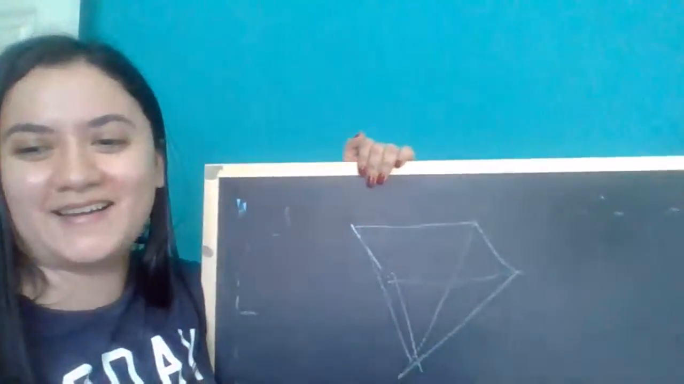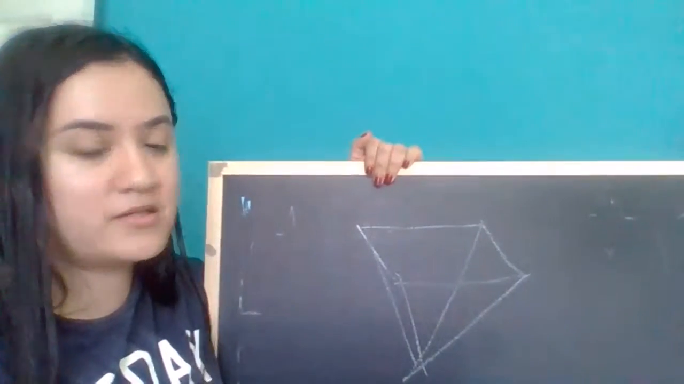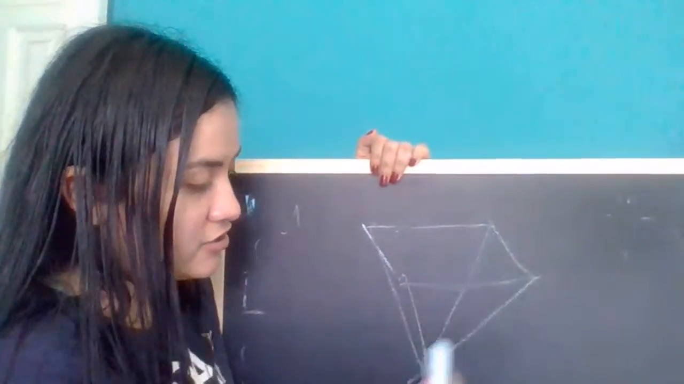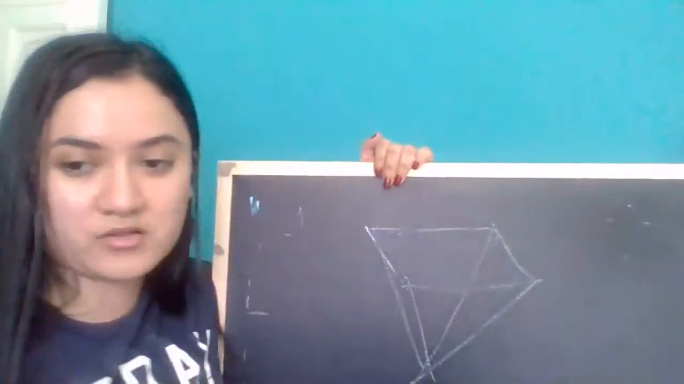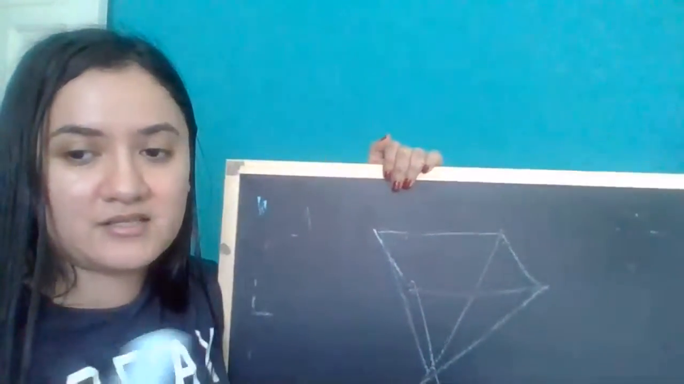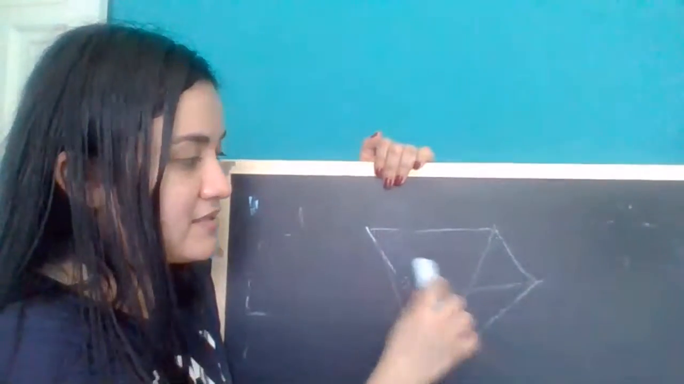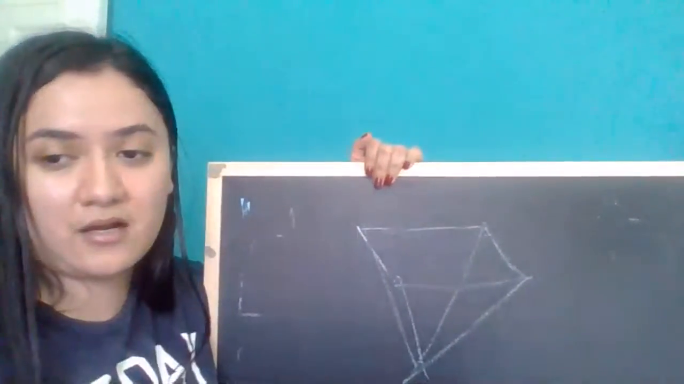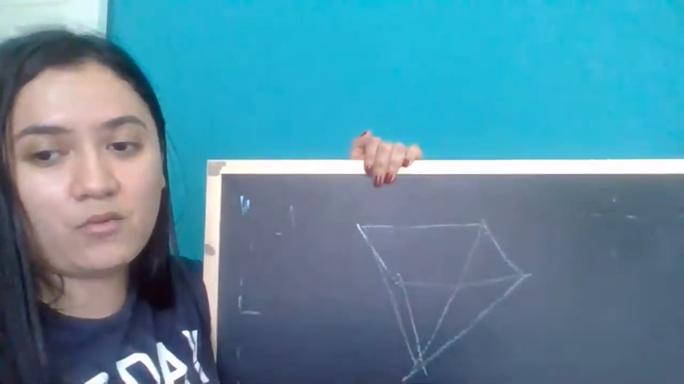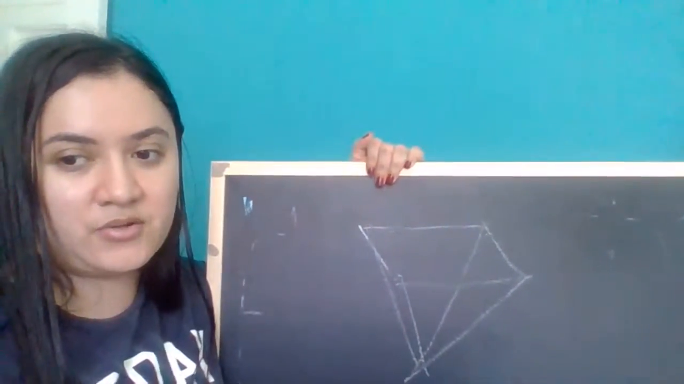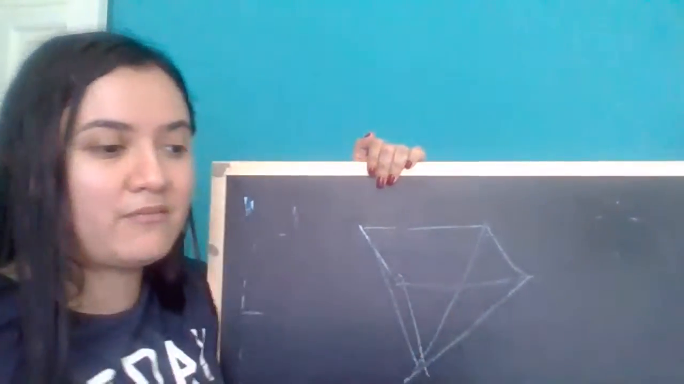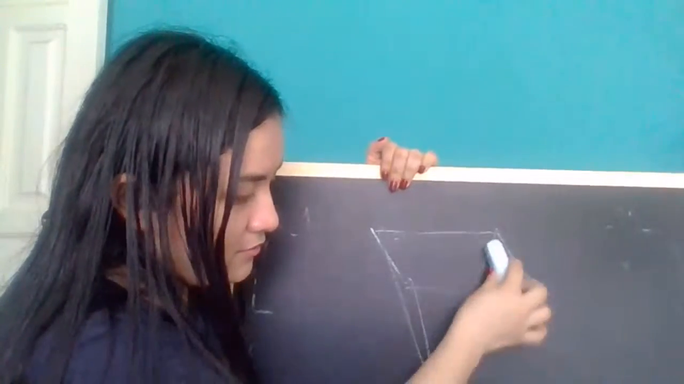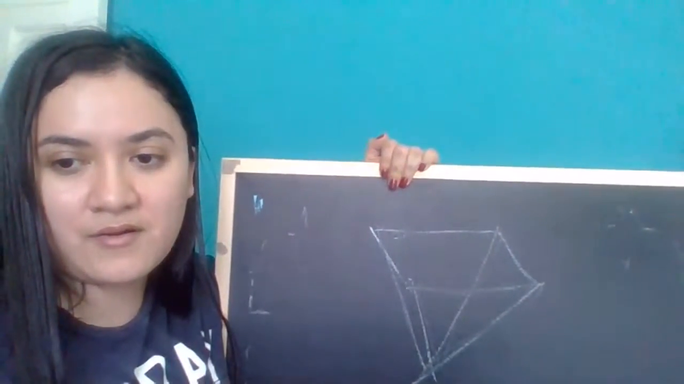Very good. Why is it a square pyramid? No, it's not a triangle prism. It's a square pyramid because the base is a square and it is joined by triangles. We said that it would be a triangular pyramid only if the base is a triangle. But in this case, the base is a square. So the people that said that it's a square pyramid, very good.